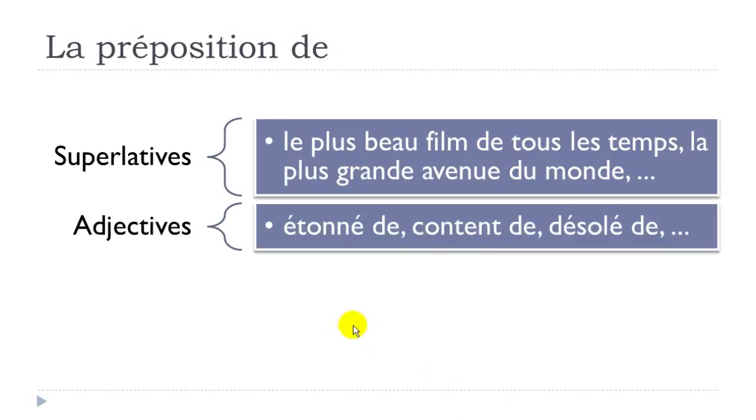Keep in mind that it's also possible to combine, and some adjectives will require this preposition de, as we had previously. Some adjectives will require the preposition à, and it will be exactly the same with de. So for instance, étonné, astonished, then we put de. Content, happy, de. Désolé, sorry, de. As I said, try to remember them when you encounter them or when you read them. That's the only way to really remember them.